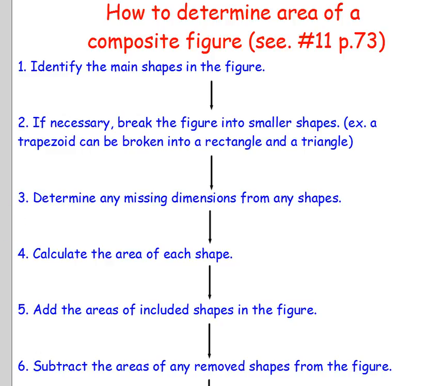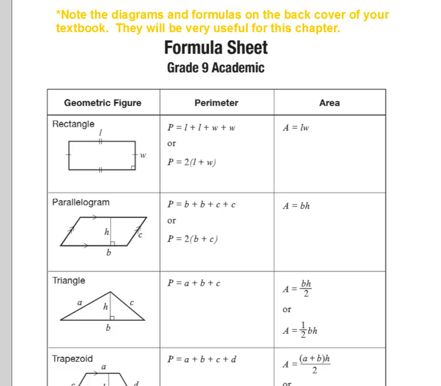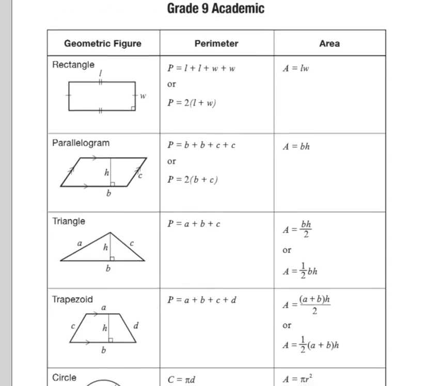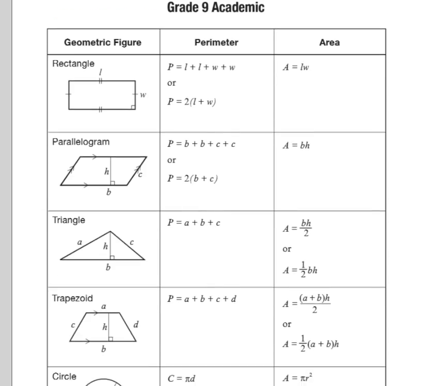It's pretty common sense. We want to first identify the main shapes in the figure. We just need to know what they are, and need to be able to find the area formulas for them. If necessary, sometimes it's helpful to break the figure into smaller shapes. So a trapezoid, although it has an area formula, which can be found as half of the top length plus the bottom multiplied by the height, another way of looking at a trapezoid is possibly a rectangle and two triangles. Depending on the shape of the trapezoid, it could be converted into just one triangle and a rectangle.